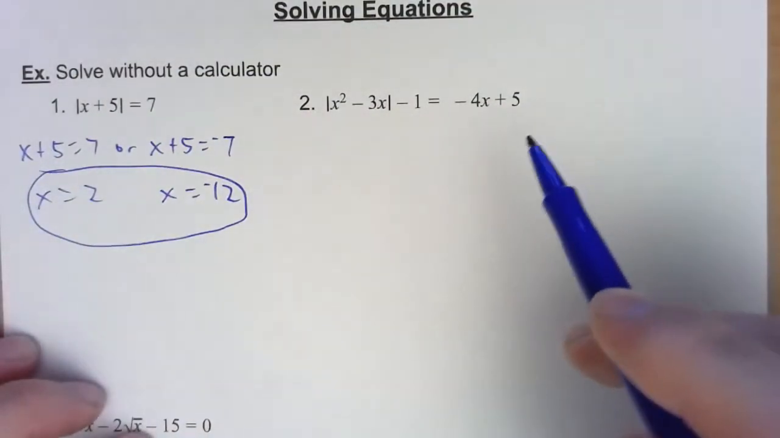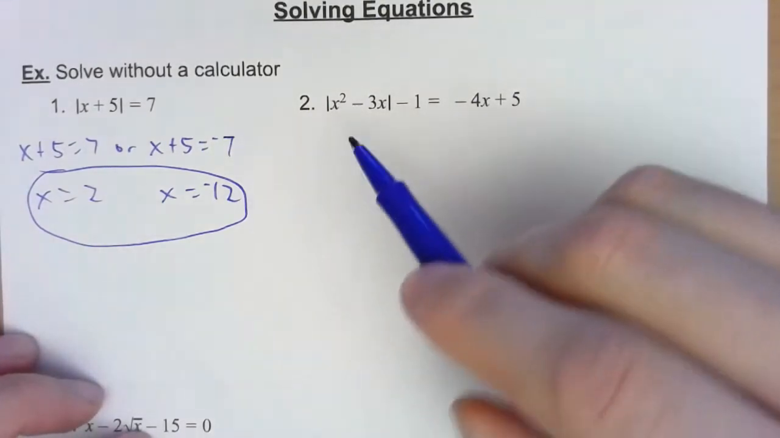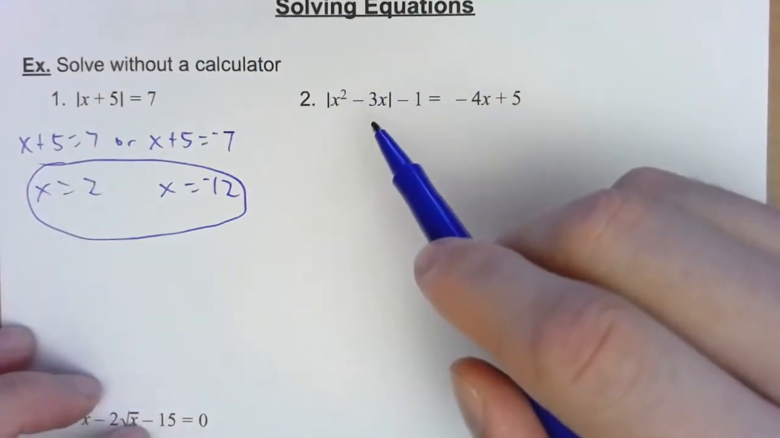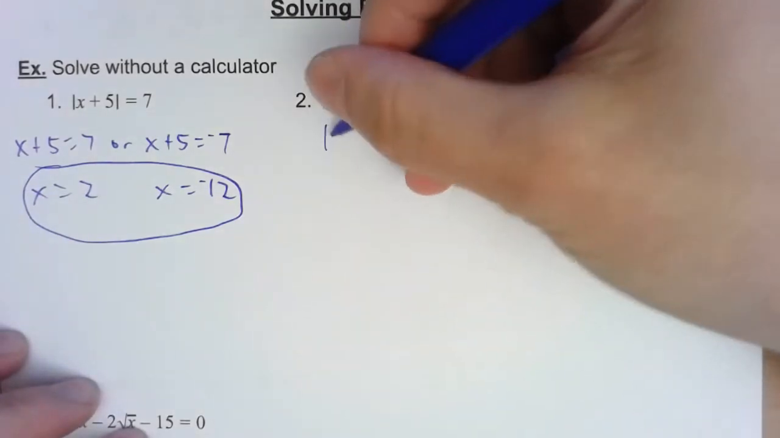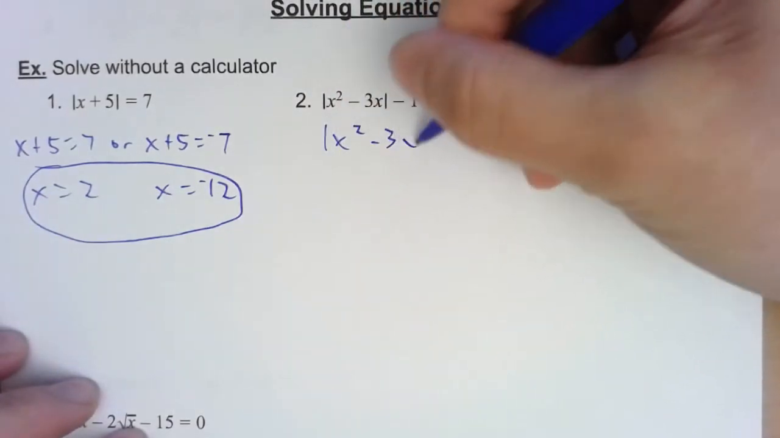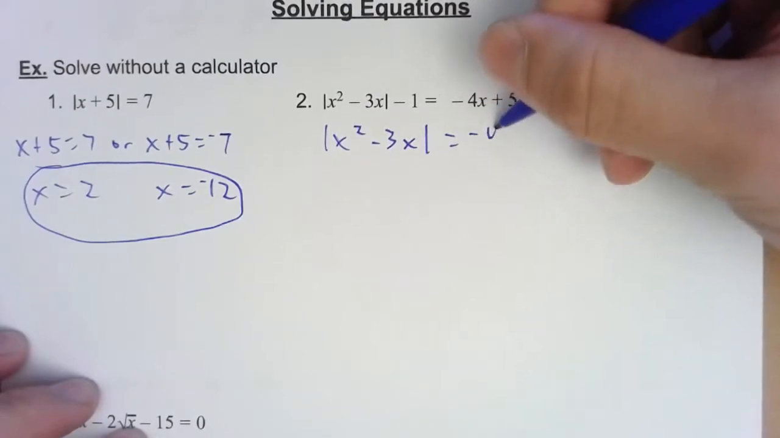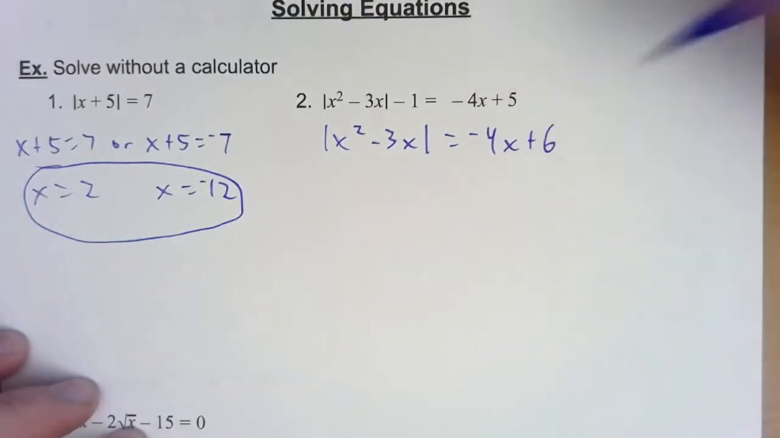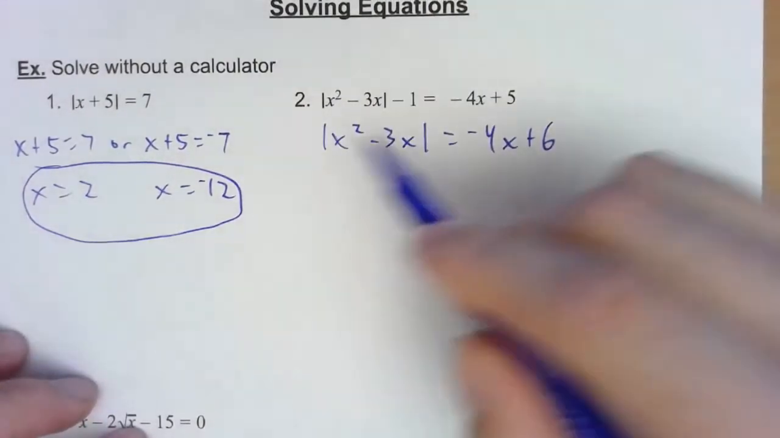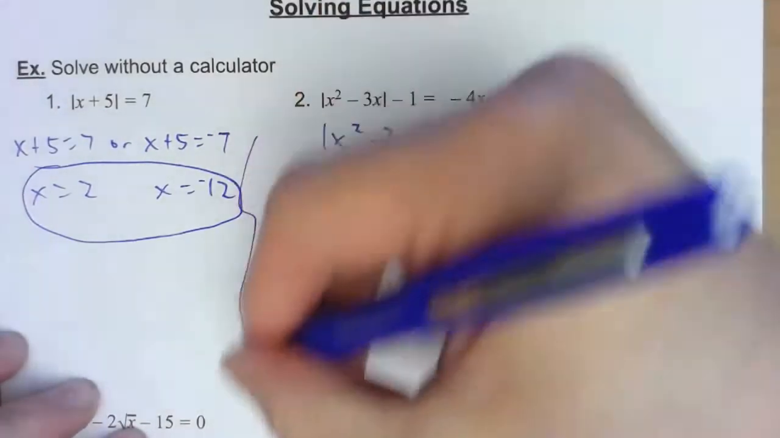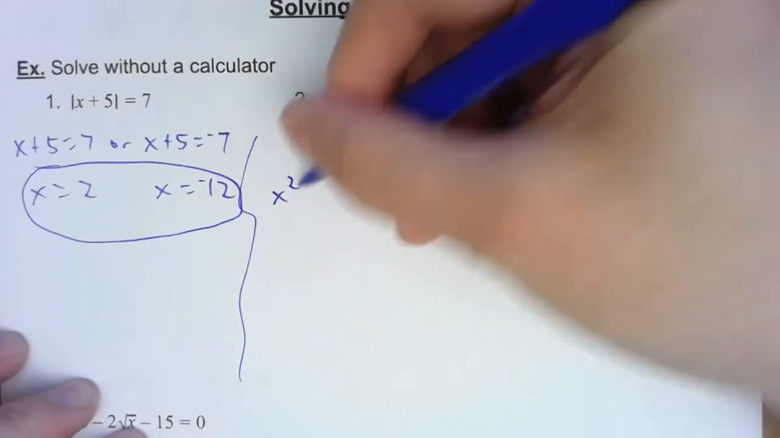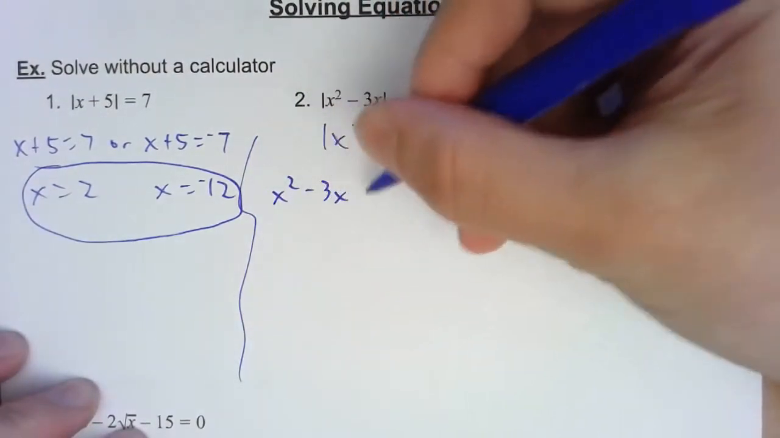So if we have something more complicated like this here, first you have to make sure you isolate the absolute value at the beginning. So add that 1 over first. The absolute value of x squared minus 3x is -4x plus 6. Then once the absolute value is isolated by itself, you can write the two different equations. So the first one, just drop the absolute value.